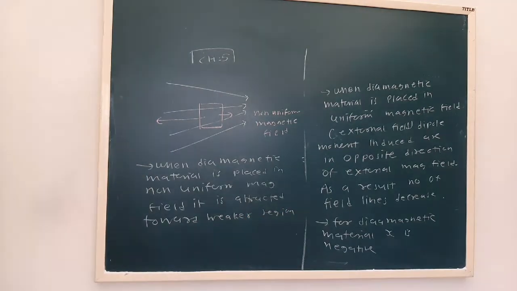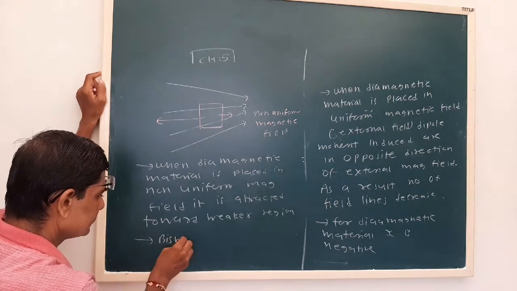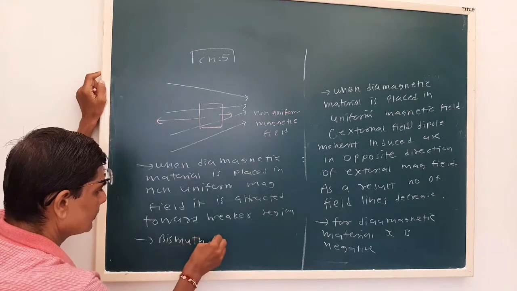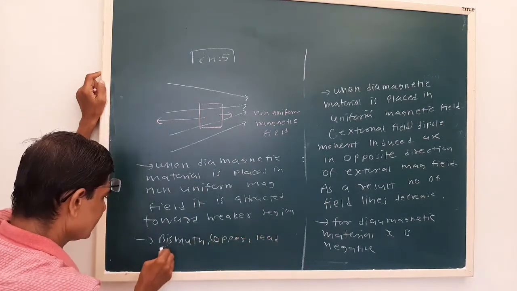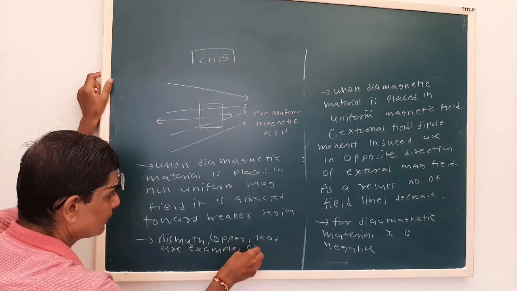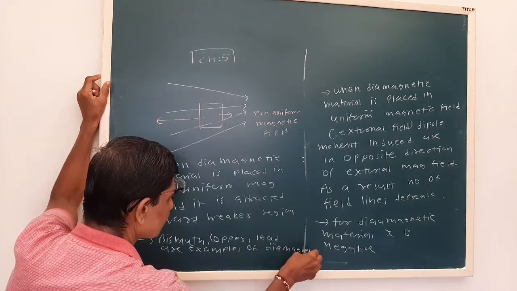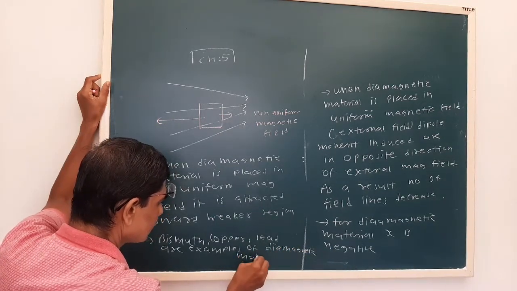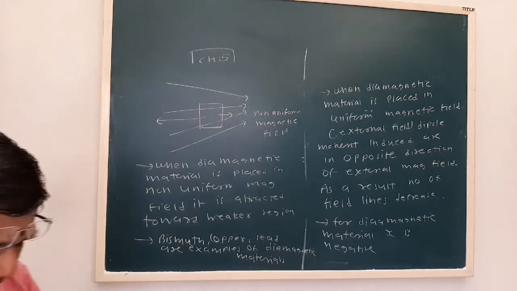Now what are the examples? Bismuth, copper, lead are examples of diamagnetic material. So this is about the diamagnetic material.